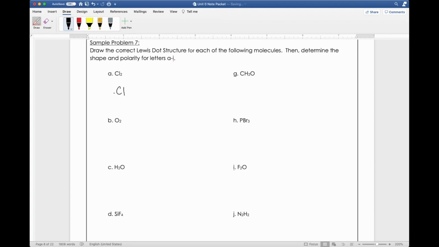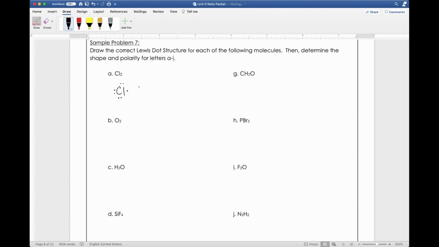I like to imagine a little box around it. And we're just going to pick a side. It doesn't matter which one. I'm just going to pick the top here. So there's 1, 2, 3, 4, and I'm going to go around again, 5, 6, 7. You always want to unpair those electrons before you go ahead and double them up and pair again.